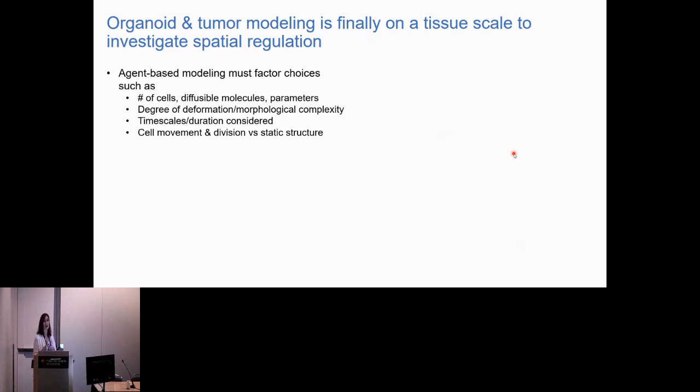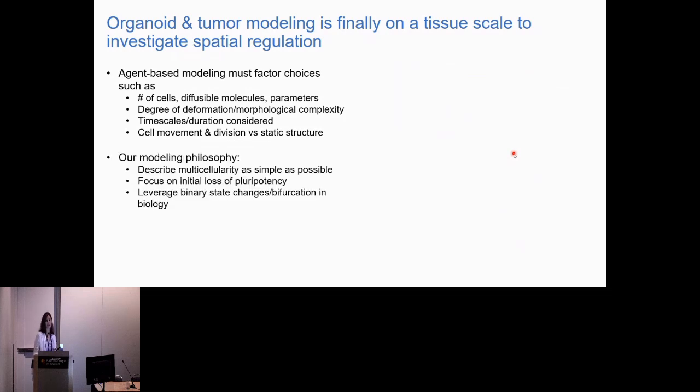So we consider what's the number of cells that's accurate for describing our system, how many diffusible molecules we want, how many parameters do we want to impose, how much morphological complexity is necessary, what kind of timescales and duration of simulations are we interested in? Do we want cell movement, or should we consider a static structure?